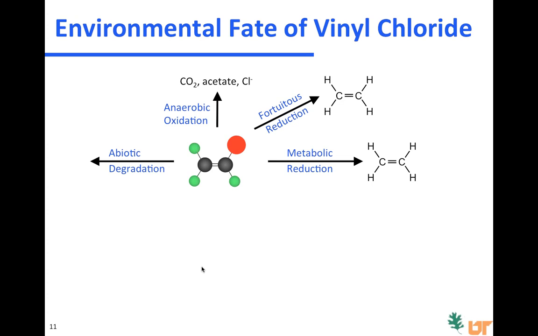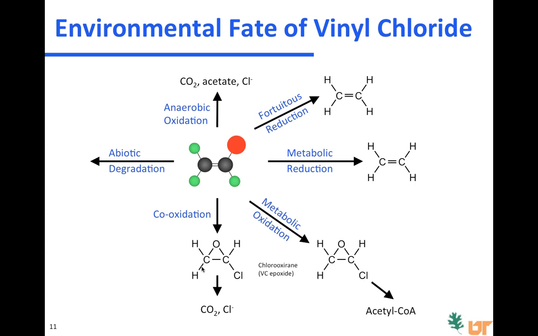There's a possibility of abiotic degradation of vinyl chloride, and I mention that again a little later. Then you can degrade vinyl chloride by co-oxidation. So organisms, again, that fortuitously oxidize vinyl chloride and generate non-toxic products, including CO2. And you can have metabolic oxidation. So organisms that actually grow with vinyl chloride as a source of carbon and energy in the presence of oxygen.